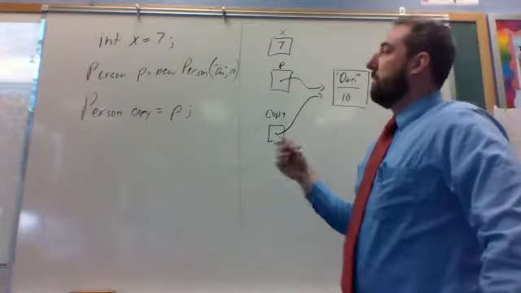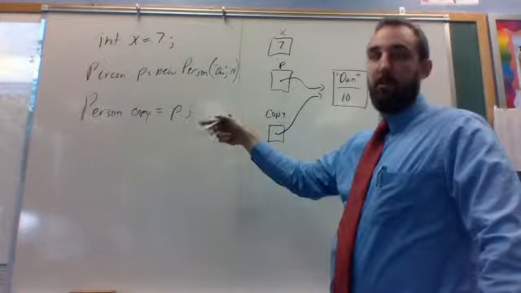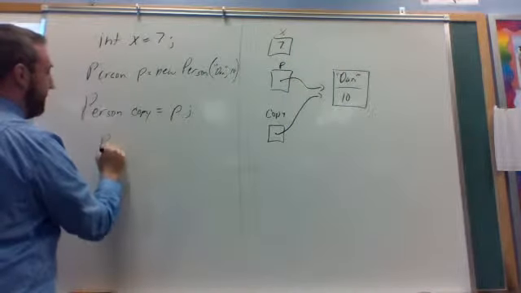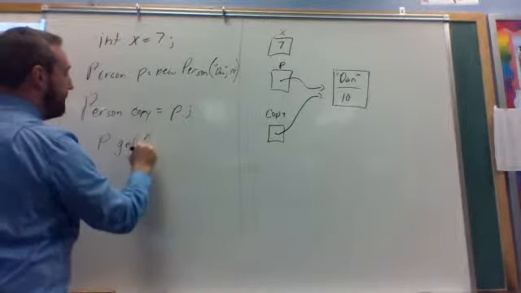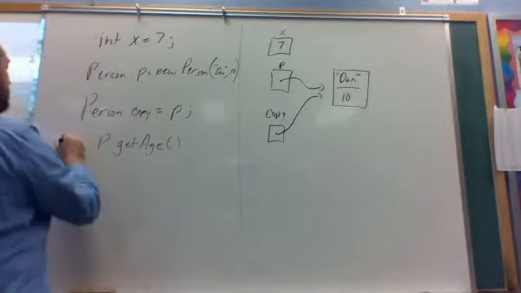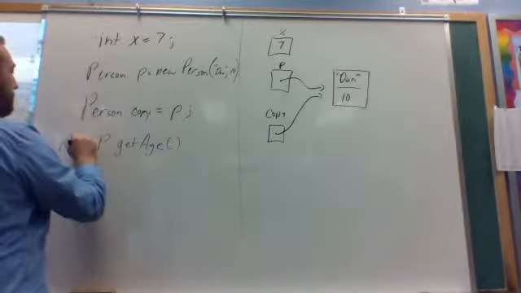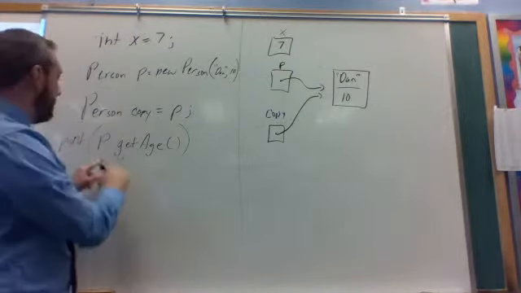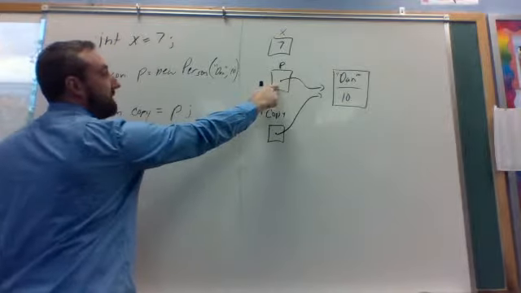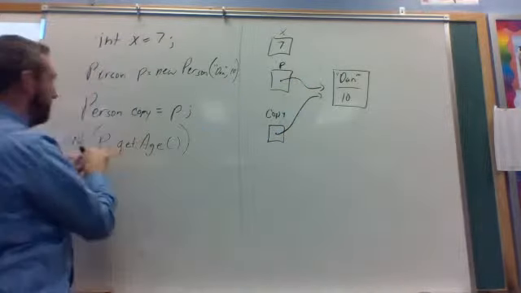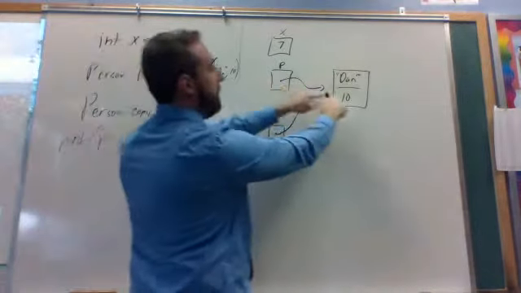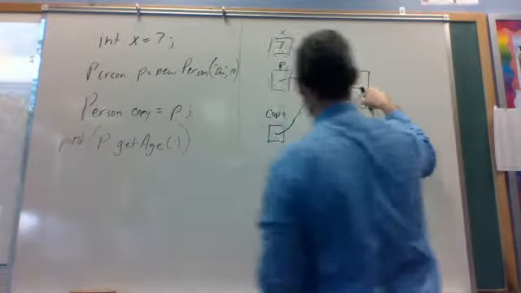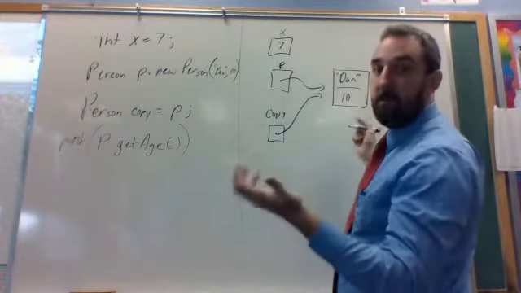Well, when we start working with our persons and we start asking them to do things, so for instance, if we say print p dot get age, what's really happening is we're saying p dot, the dot dereferences it. So it takes us from talking about this reference to talking about Dan. Get age. So I'm actually asking the person for its age. I print that. I end up getting 10.